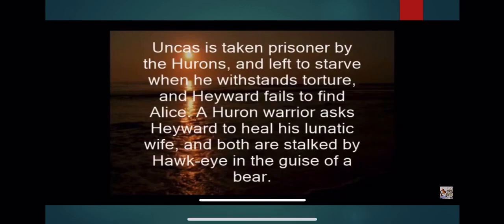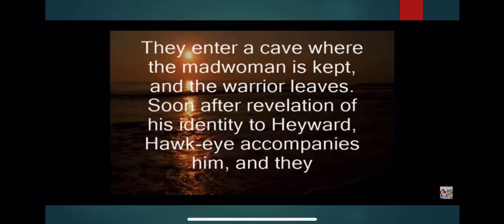Uncas is taken prisoner by the Hurons and left to starve when he withstands torture, and Howard fails to find Alice. A Huron warrior asks Howard to heal his lunatic wife, and both are stalked by Hawkeye in the guise of a bear. They enter a cave where the woman is kept, and the warrior leaves.